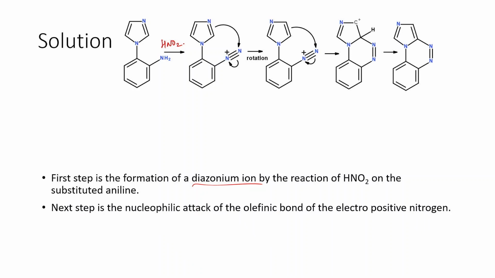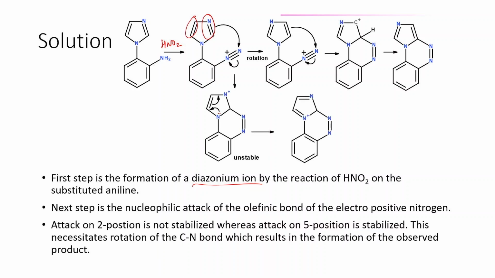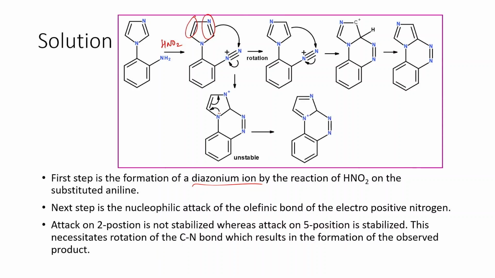This diazonium intermediate can now undergo reaction, because in this particular case it is an electrophilic one, and we have nucleophilic centers present here. So the nucleophilic center will attack the electrophilic center. In other words, we have 2 types of possibilities that can happen in this particular reaction.